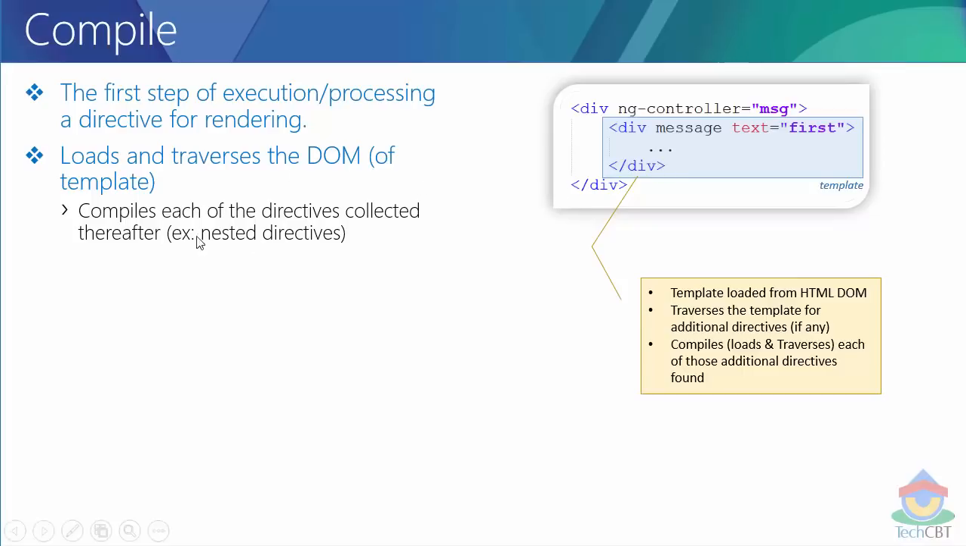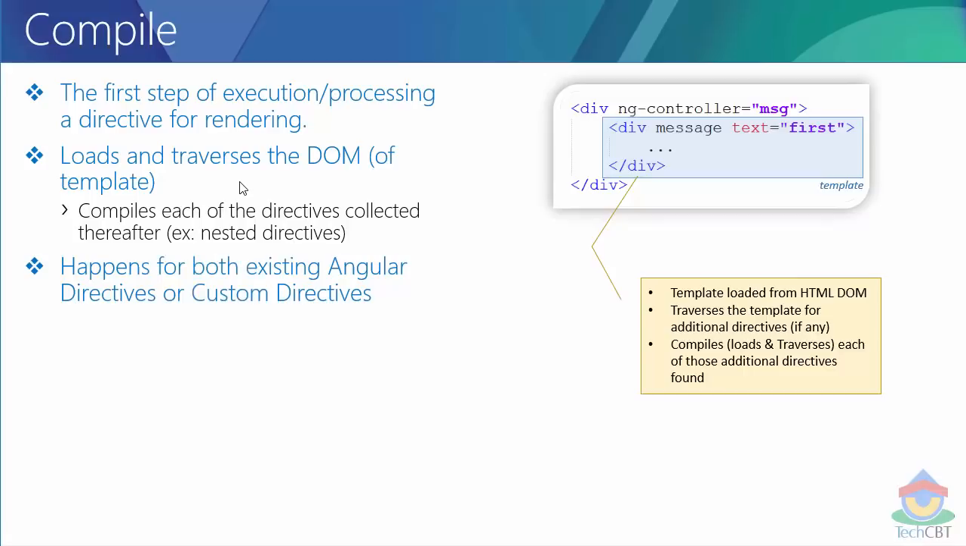Once it compiles, each of those directives, whatever it might find as part of the existing template or all of the child templates or child directives, will always be compiled. When I say compiled, as I mentioned, it simply loads and traverses the DOM. And this compilation happens regardless of whether it is a built-in AngularJS directive or a custom directive.